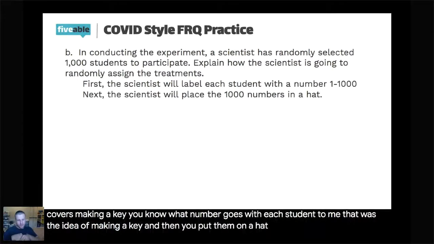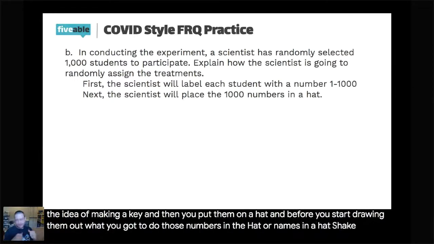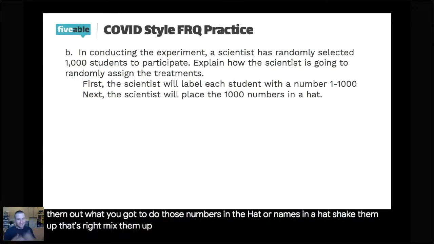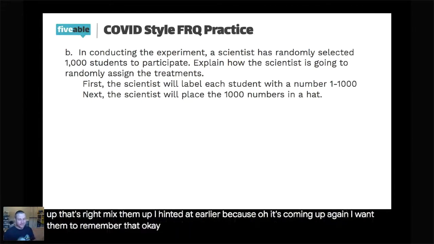And before you start drawing them out, what do you got to do to those numbers in the hat or names in the hat? Shake them up. That's right. Mix them up. I hinted at that earlier because I was like, oh, it's coming up again. I want them to remember that. Okay. You got to mix them up.